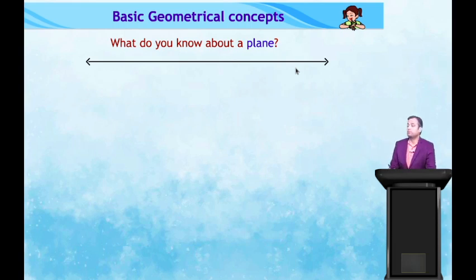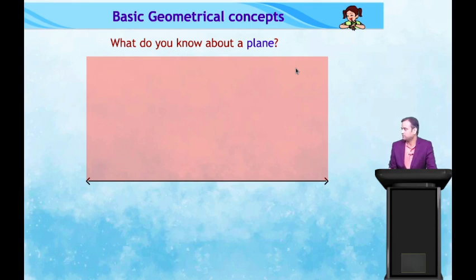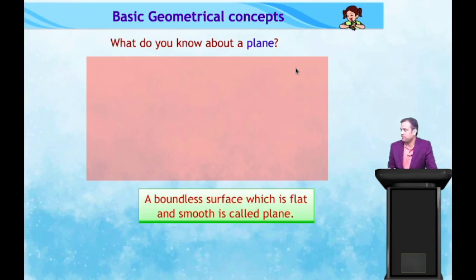Now what do you know about a plane? So what is a plane? A plane is just a surface. If you can touch your table, it is also a plane. If you can touch the pages of your notebook, your book, these are all called a plane. So this is a plane. A boundless surface which is flat and smooth is called a plane.